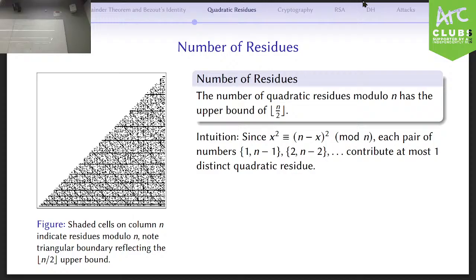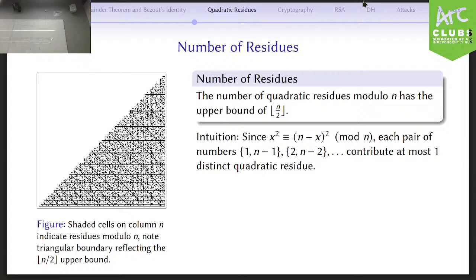So if you have x squared, that is equivalent to n minus x, squared, mod n. I'll let you ruminate on that while I do it on the board. Essentially, if you have n minus x squared, that expands to n squared minus 2xn plus x squared. And if you take that modulo n, anything that has a divisor of n gets cancelled out. So that's just equivalent to x squared mod n.